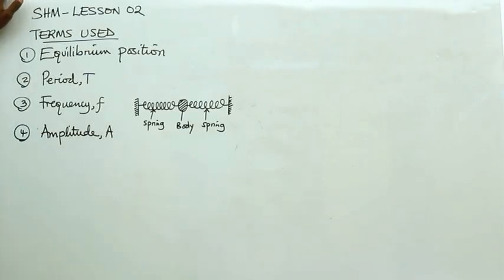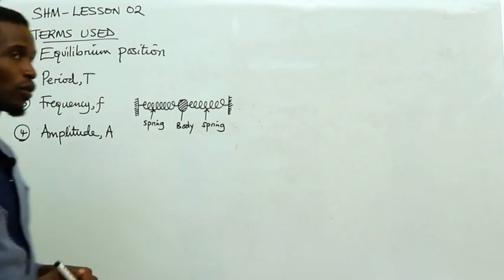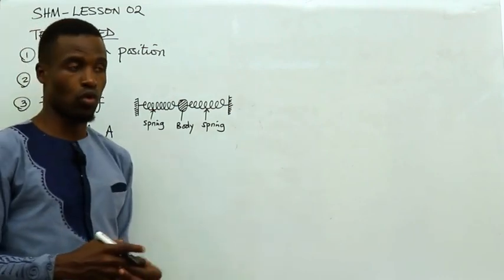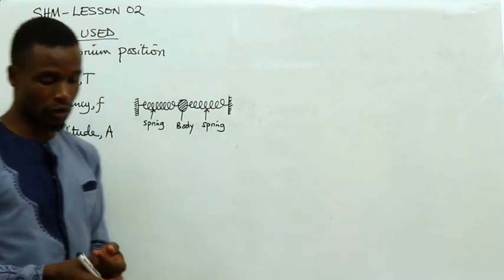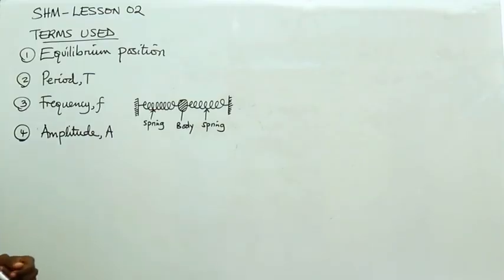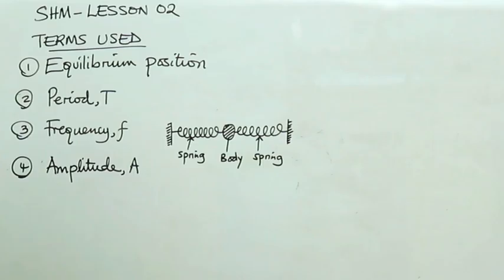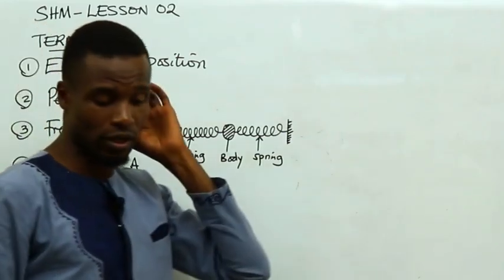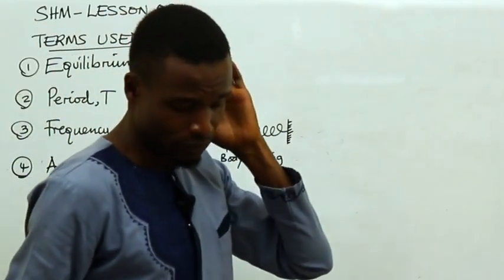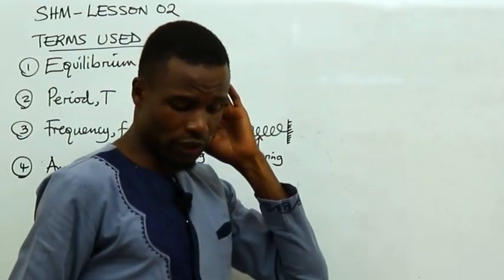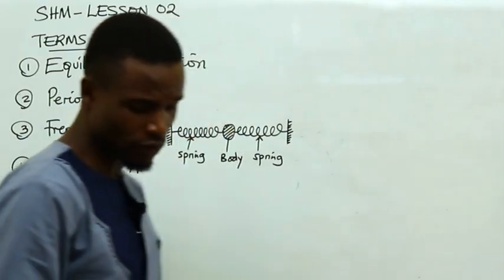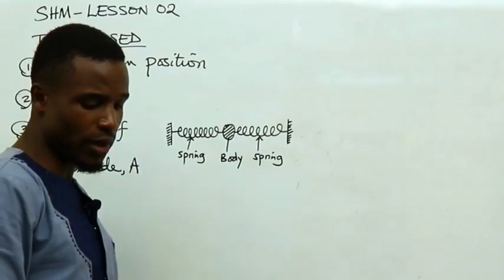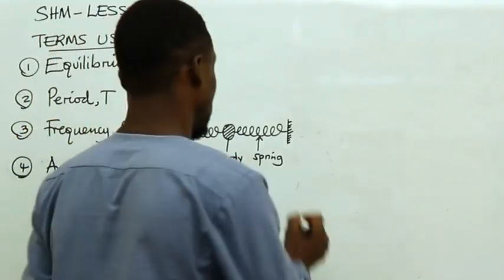So, what are the terms used? Number one is the equilibrium position. We define the equilibrium position as the point or a position in the path of a particle or a body executing simple harmonic motion where it finally settles when all oscillations are done, or at the end of the oscillations. We are saying the equilibrium position is a point in the path of a particle executing simple harmonic motion where the particle comes to rest.